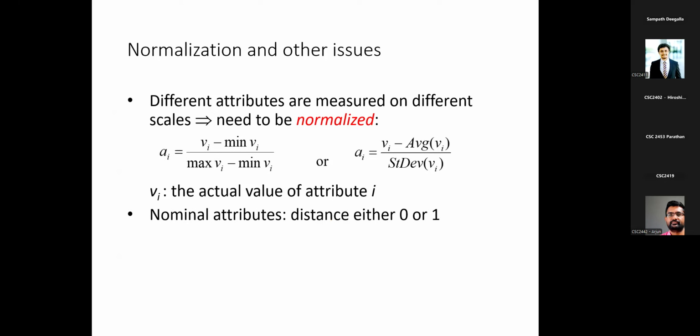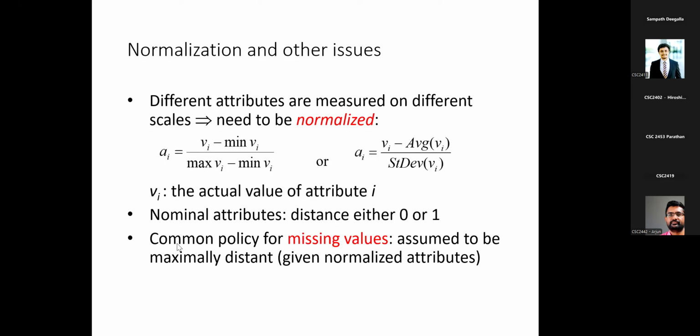The distance for nominal, like I said, outlook is sunny, rainy, and overcast. Yes, of course, the distance is either 0 or 1. So 0 means they are the same labels, and 1 means the labels are different. Last one, the common policy for missing values. If you have missing values, then we can assume that the distance is maximum, the maximal distance given the normalized attribute. So that's what we can think of.